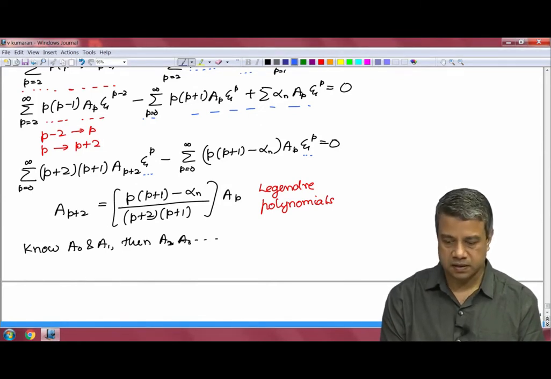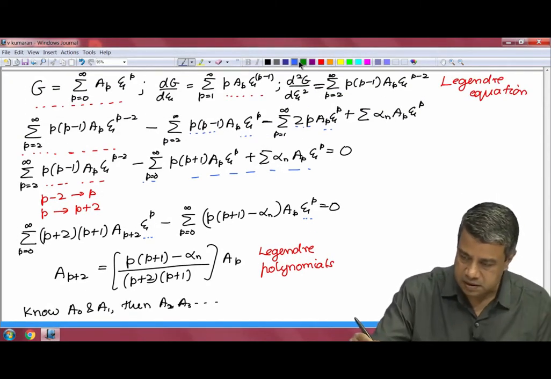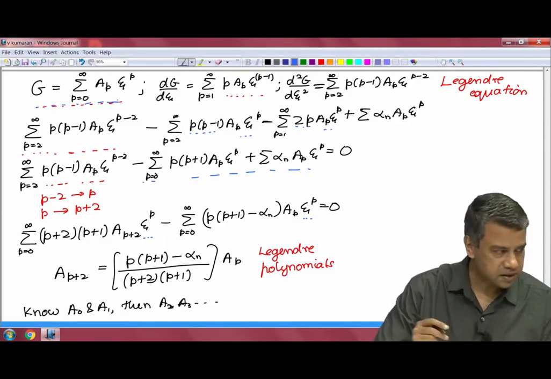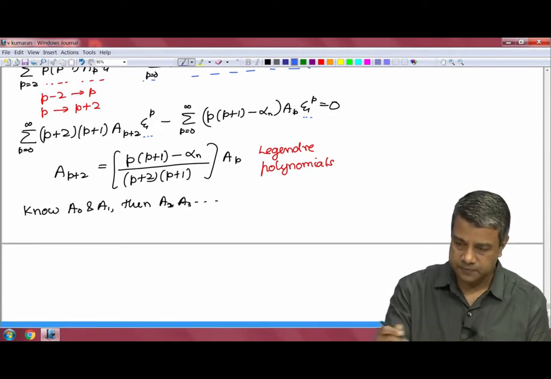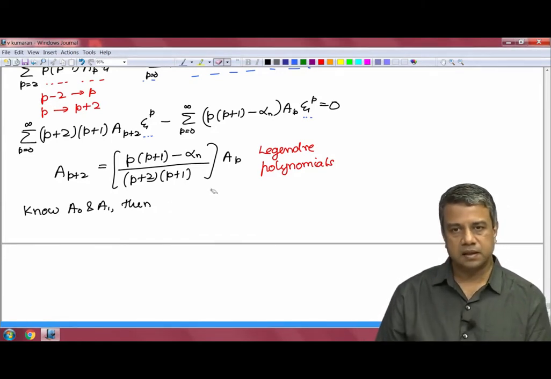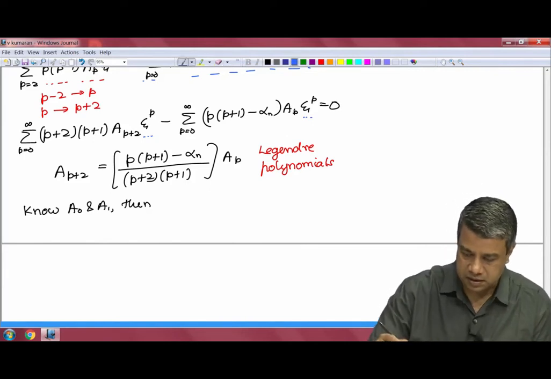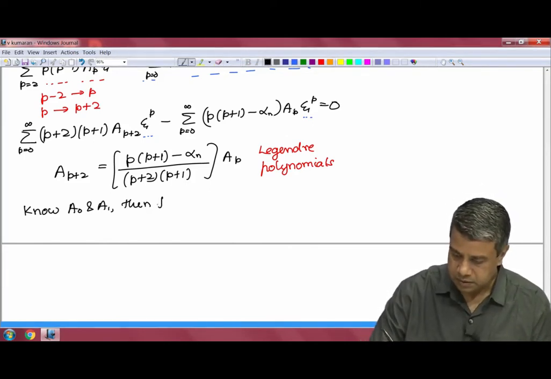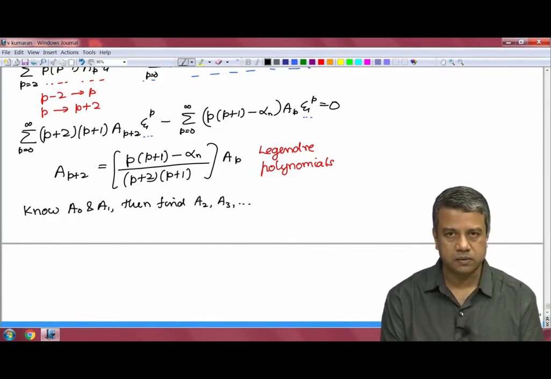And once I have this, then I can go back and use this series expansion in order to find out what is the solution g. So basically I have a p plus 2 in terms of a p. That means if I know a0 and a1, I can then find out a2, a3, etc.